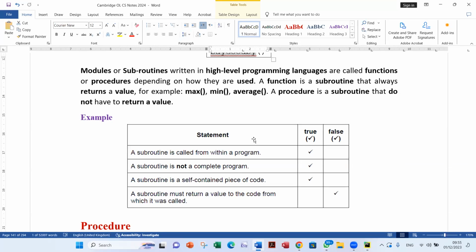A subroutine must return a value to the code from which it was called. This should be false. Why? This should be false because a subroutine could be a function or could be a procedure. If a subroutine is a function, it will return a value. If a subroutine is a procedure, it doesn't have to return a value. So you cannot generalize and say a subroutine must return a value, because it may be a procedure that does not have to return a value.